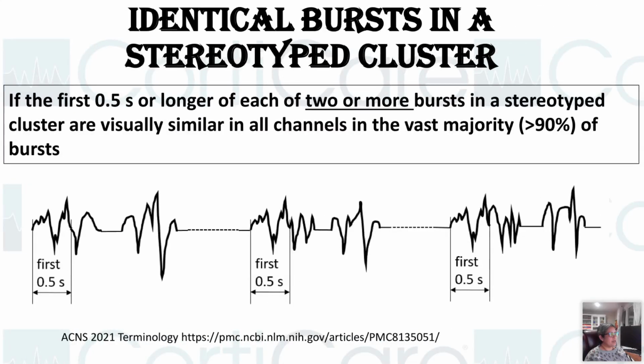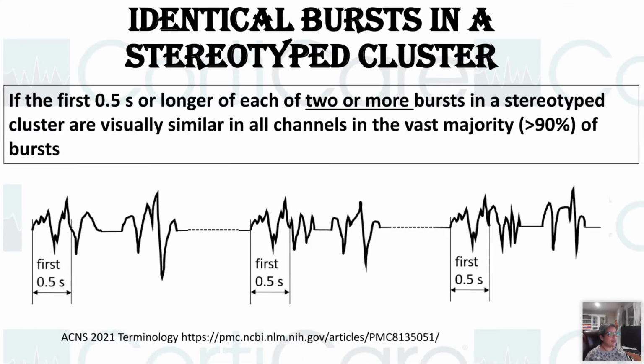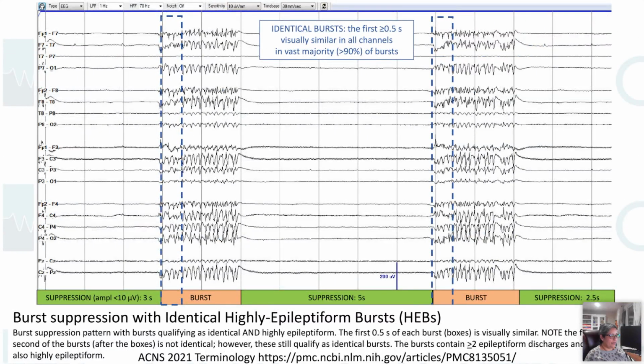Here is another example, a stereotyped cluster. Okay, this is again a cardiac arrest patient. I know it's a little confusing between this and this. So these are identical bursts. A stereotyped cluster of bursts of a burst suppression pattern. Here you have 2 or more bursts in a stereotyped cluster. Their first half a second is identical, so we are putting them as identical bursts. Now let's club together highly epileptiform identical bursts.